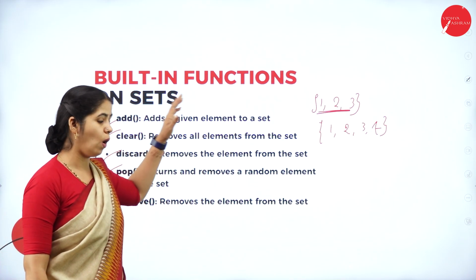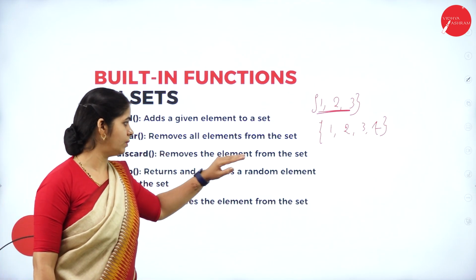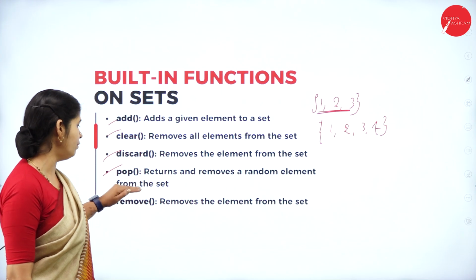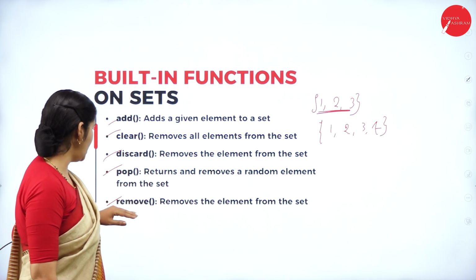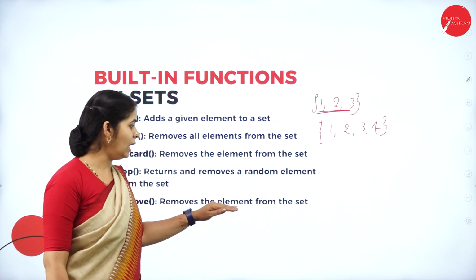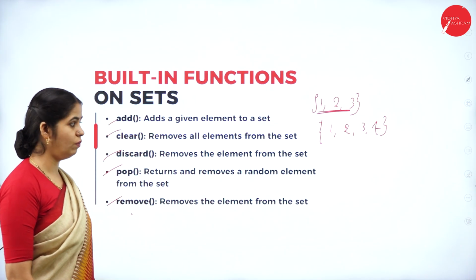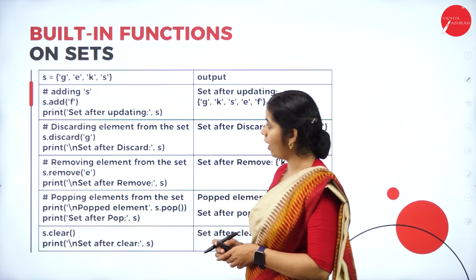Clear removes all the elements from the set. Discard removes an element from the set, and pop returns and removes a random element from the set. Which element is removed? It removes an element randomly. Let's see each and every built-in function with an example. Here we have an example for all the built-in functions.